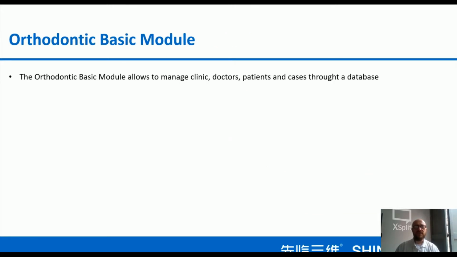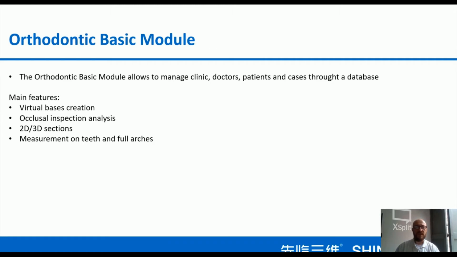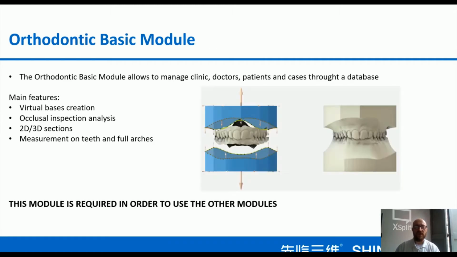Let's go through the different available modules of the Ortho Studio. The first is called Orthodontic Basic module, and it allows to manage clinics, doctors, patients, and cases through a database. You can create the virtual basis, you can perform occlusal inspection analysis. Thanks to the 2 and 3 dimensional sections, you always have complete control of what you are doing during your project, and you can take measures on teeth and full arches. This module is the basic one and it's required in order to use the other modules.